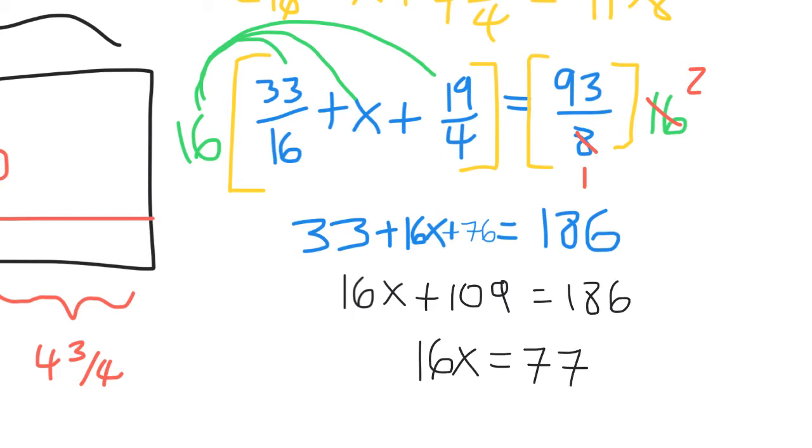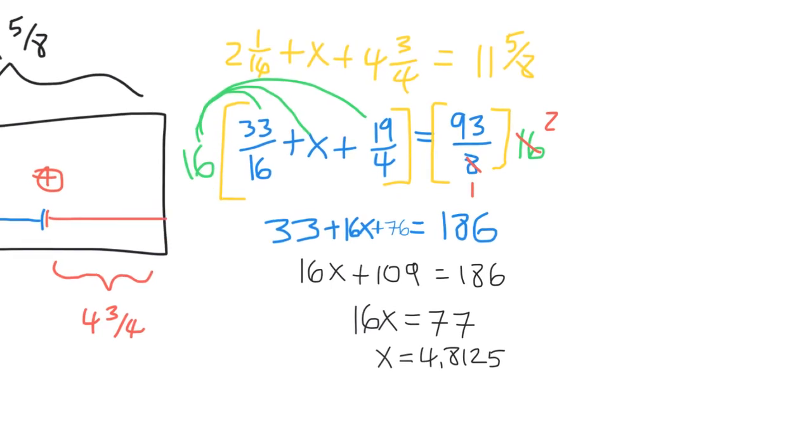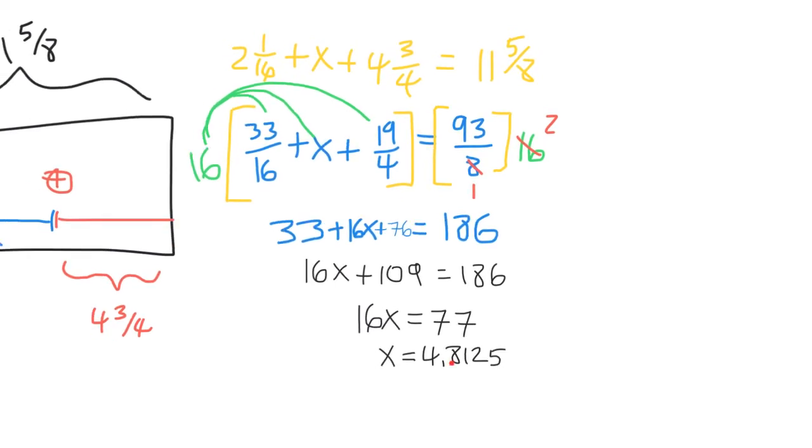And 77 divided by 16 is 4.8 something. Okay, in fact, it's 4.8125. Now, if you look at the answer choices, all of them are written in mixed numbers, right? So we should investigate what this equals as a mixed number. It's safe to say the whole number is going to be 4. But then what about the fractional part? Let's go back to the previous step and remember that what we did there was 77 divided by 16, and that's how we got our 4.8125.